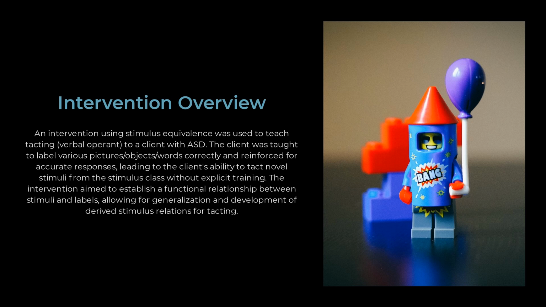Talking about the intervention, we used systematic equivalence to teach tacting to this client. The client was taught to label various pictures and objects correctly, and reinforced for accurate responses. This led to the client having the ability to tact novel or untrained stimuli within the same stimulus class without that direct training. The intervention aimed to establish a functional relationship between the stimuli and the tacts, allowing for the generalization and development of derived stimulus relations.